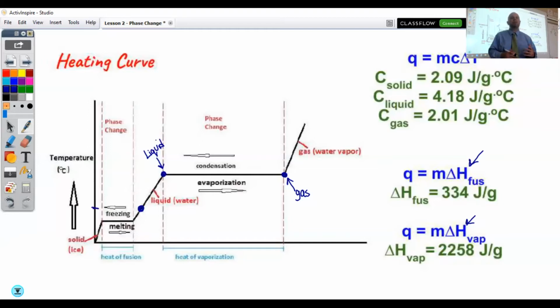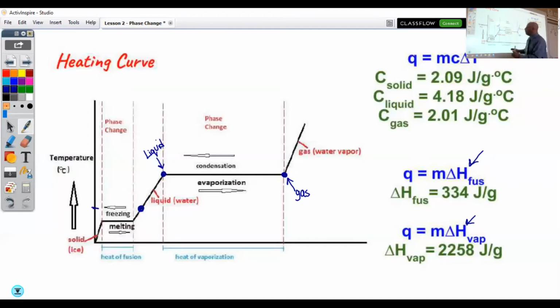The one thing that I want to point out to you is this. If you notice, we use fusion down here when we're talking about melting and freezing. We use heat of vaporization over here when we're talking about vaporizing, going from a liquid to a gas, or condensing, going from a gas to a liquid, that same substance.